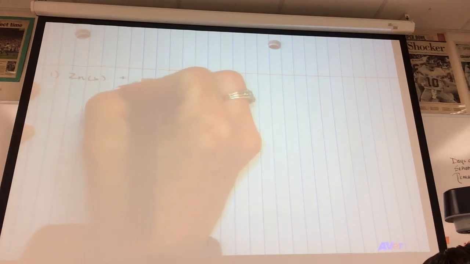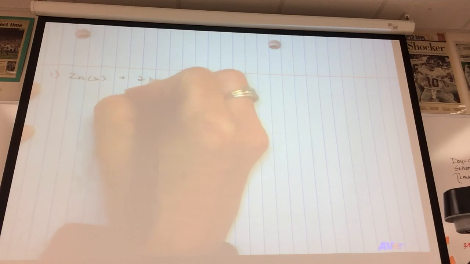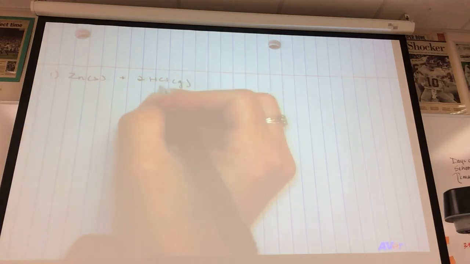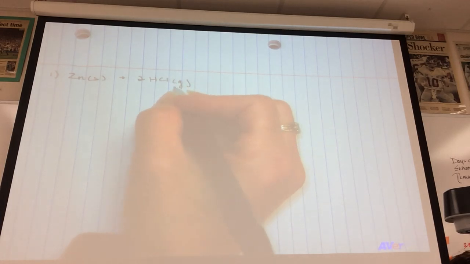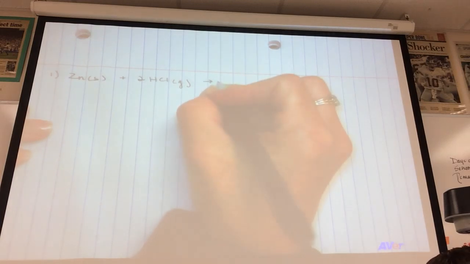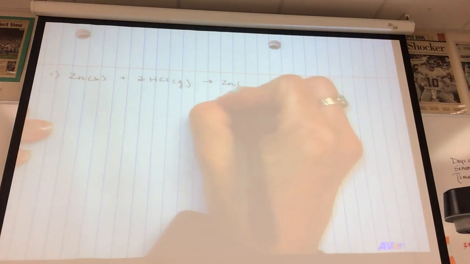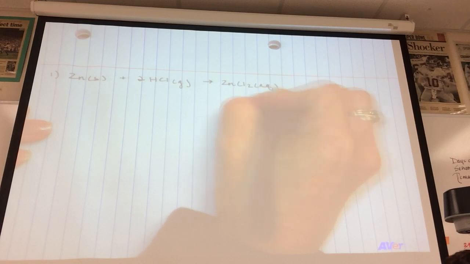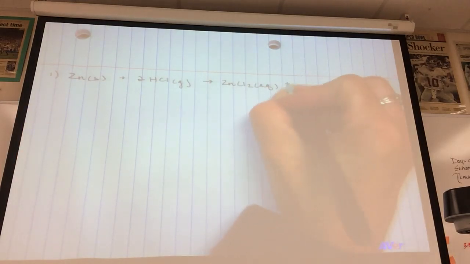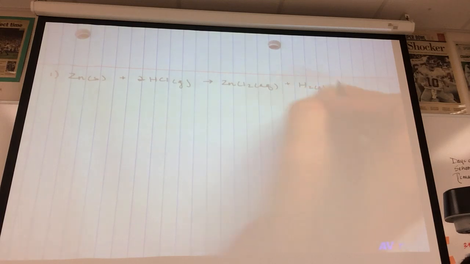In number 1, I've got zinc reacting with hydrogen chloride gas. And this is another one. Hydrogen chloride can be a gas. Hydrochloric acid would be aqueous, so something to make note of. Just make sure you watch that state of matter. Zinc chloride aqueous. This is actually a reaction that you ran earlier this year when we looked at conservation of mass.